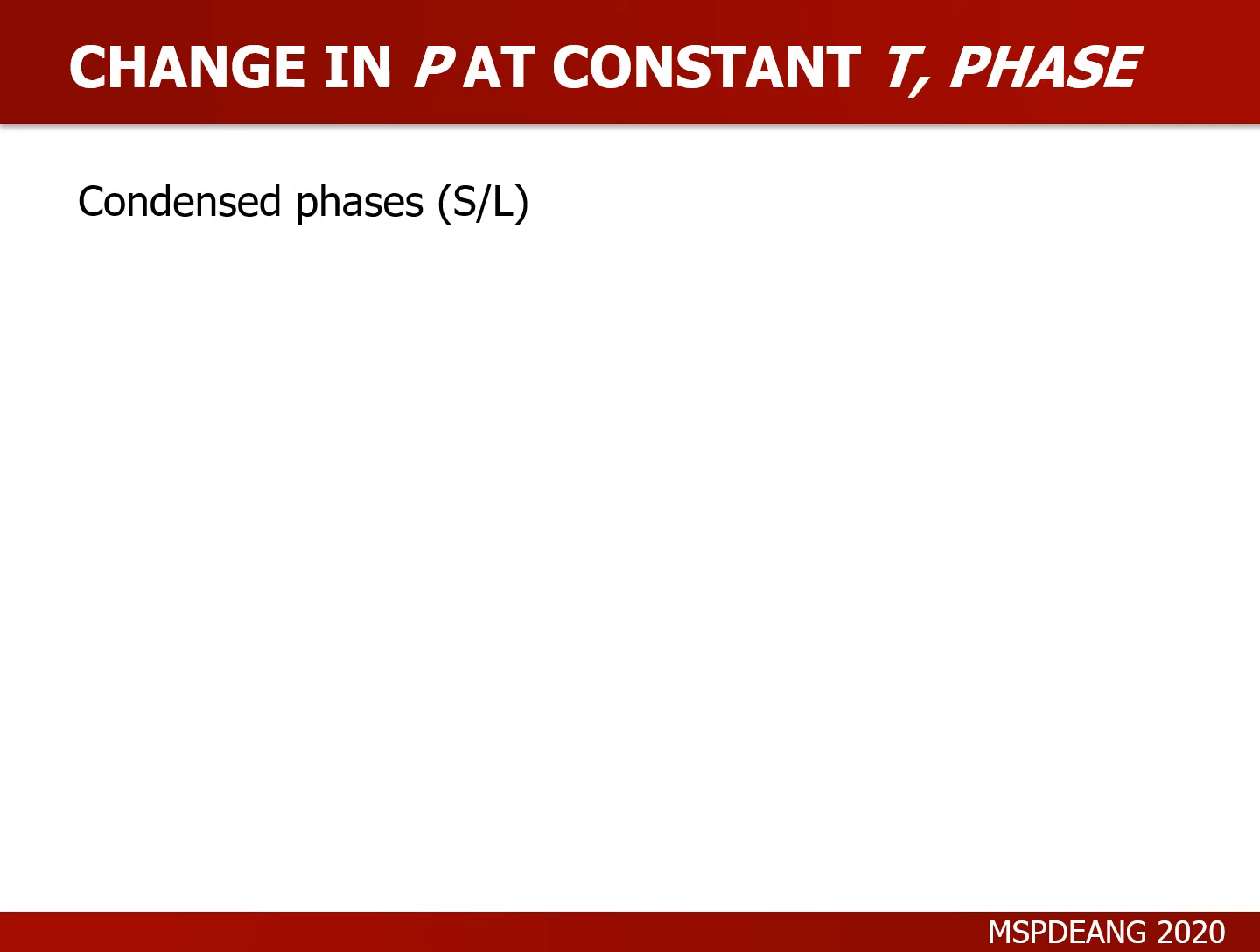So to start, the change in pressure at constant temperature and phase, there are two cases. The first case is for condensed phases, solids and liquids. For these types of matter, the change in volume with respect to pressure is not appreciable. Thus, delta V is approximately equal to 0. As for the change in internal energy, recall that internal energy is mostly just a function of temperature and a very, very weak function of pressure. Thus, delta U is approximately equal to 0.